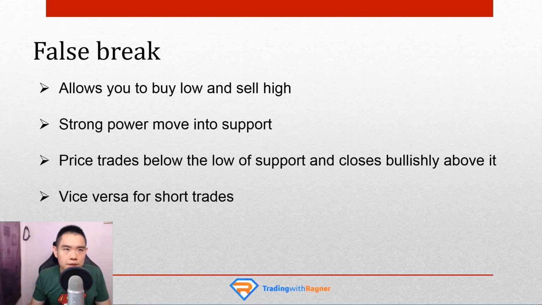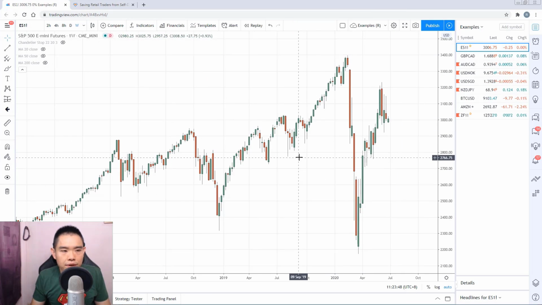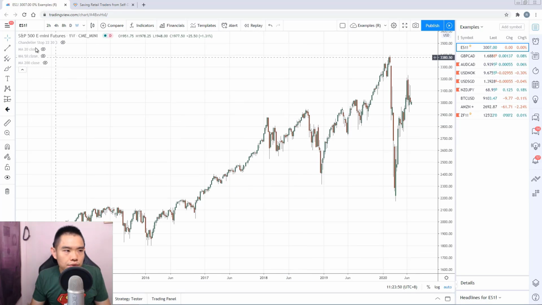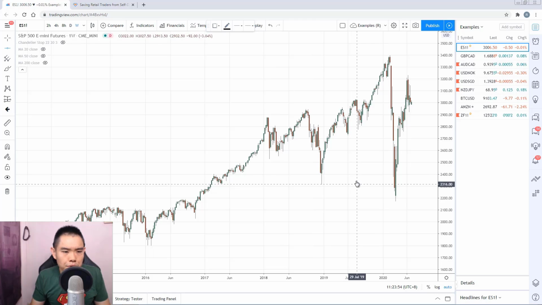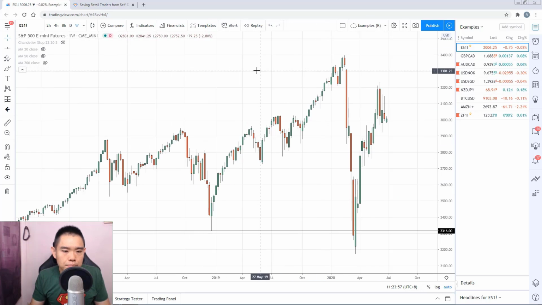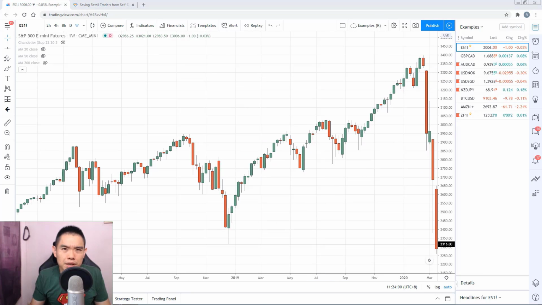So let me share with you a few examples. So this over here is the ES, the S&P 500 weekly time frame. So you can see over here, this is the area of support somewhere here. Notice, right, how price approaches support. Notice what I mentioned earlier, strong bearish momentum coming in. So you can see it over here coming into support.